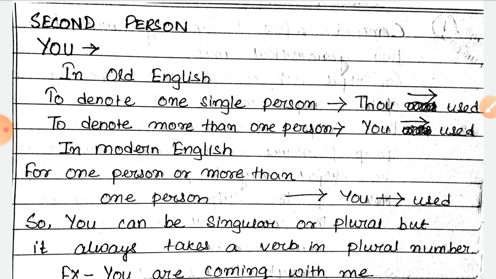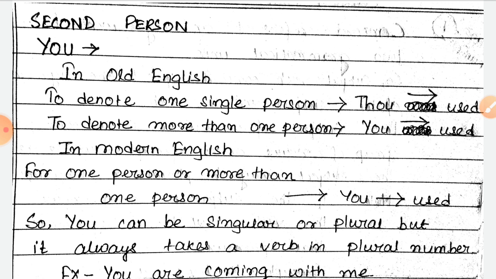Second person. In Old English, when we talked about one single person, we used to say thou. Suppose I am telling one of the students, did you understand? Did thou understand? But this is not about modern English, this happened centuries ago. So centuries ago, to denote a single person, thou was said, and to denote more than one person, you was used. So you previously was used in two terms: to tell about one person, thou was used, and to tell about more than one person, you was used. But what happened?